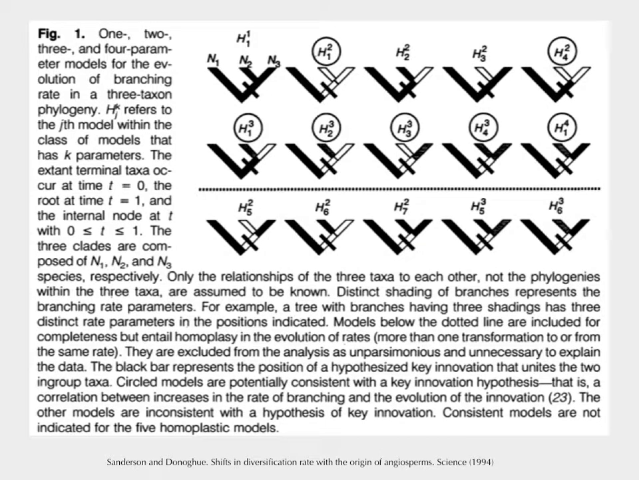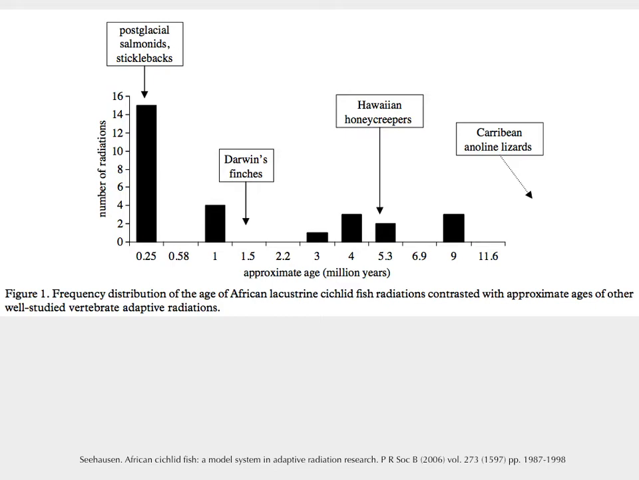Okay, we're running short on time, so I'll skip this part. This shows the age of some of the adaptive radiations you think about. So these finches are here, blackbirds are here, and Anolis are way back here. And this is looking at various cichlids; the bars show various cichlids.